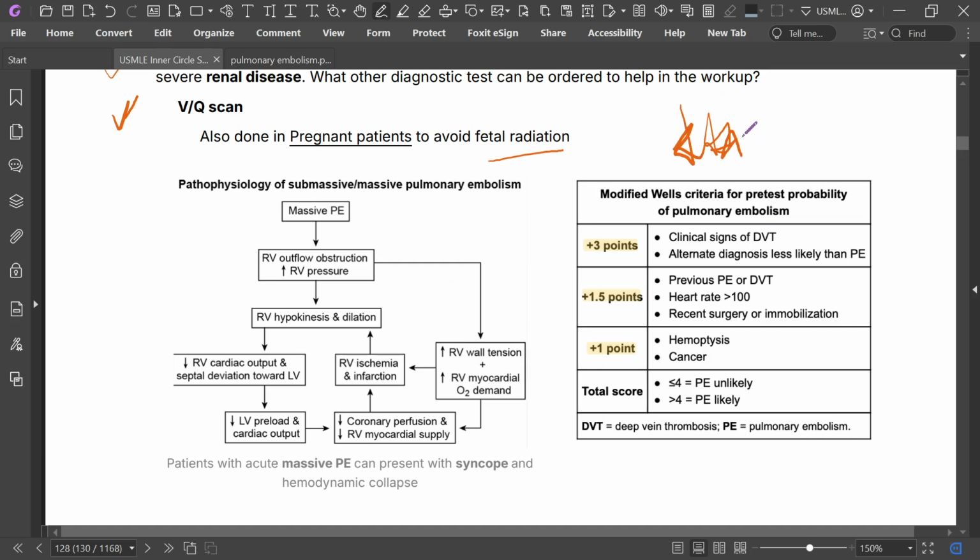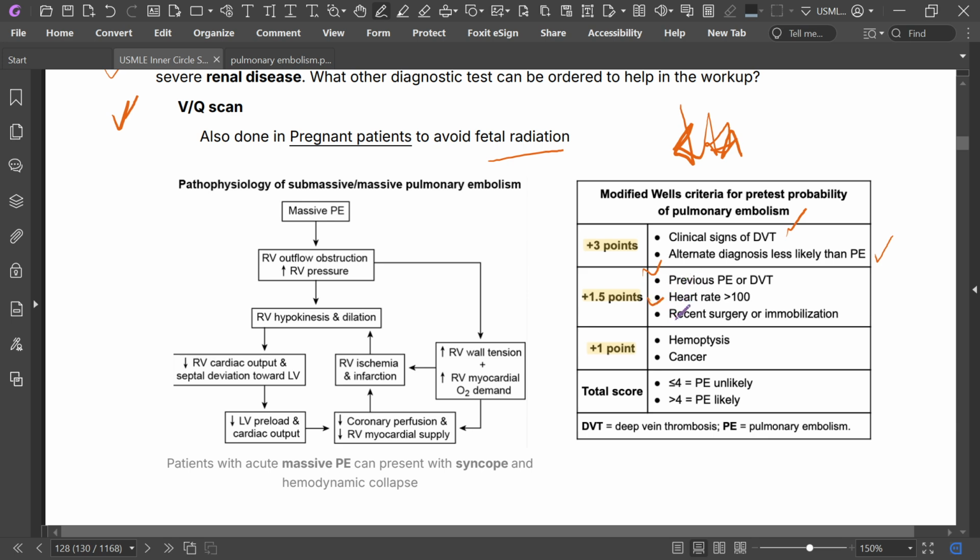Okay, look at the modified Wells criteria. This is a very high yield criteria to remember. Three points each: clinical signs of DVT, and an alternative diagnosis less likely than PE. 1.5 points: previous PE or DVT.